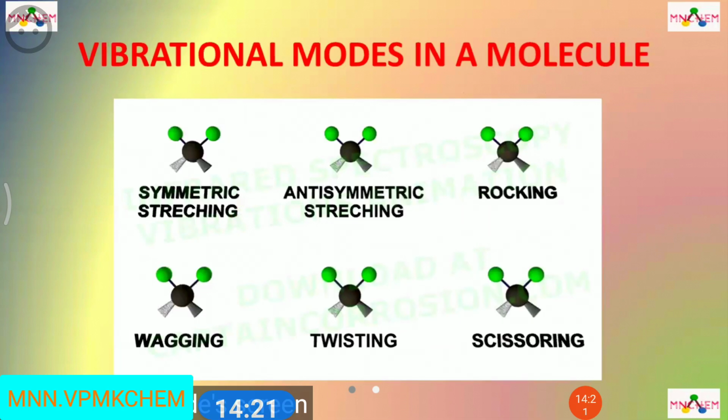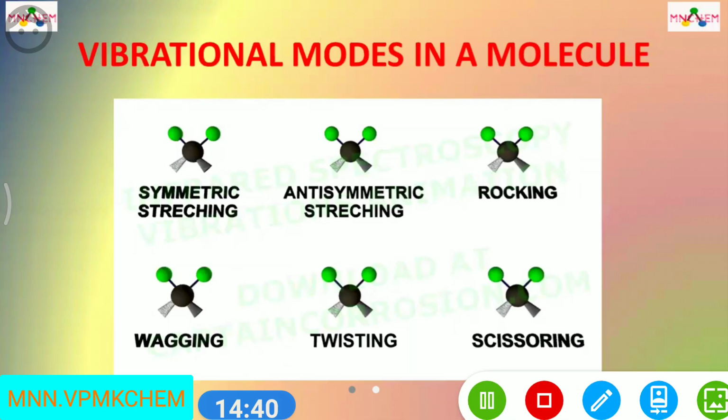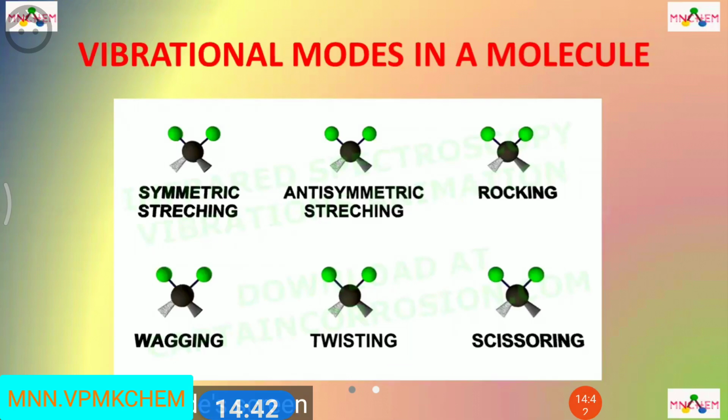The different modes of vibration which are important for organic chemists are here in this picture. You can see we have symmetrical stretching, we have asymmetrical stretching, then we have bending vibrations like rocking, wagging, twisting, and scissoring. So these are the 6 important modes of vibration in a molecule that we will be studying when we discuss IR spectroscopy.